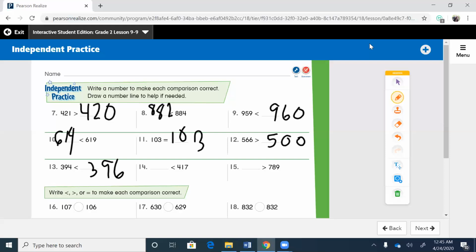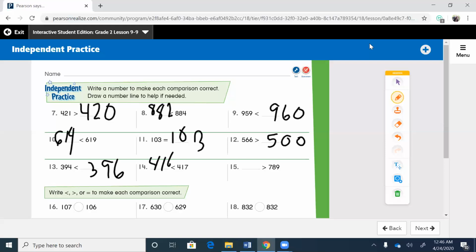Number 14. All right, let's look at our symbol. Alligator's eating a number, so we need to find a number smaller than 417. I'm just going to go back 1, 416. 416 is less than 417.